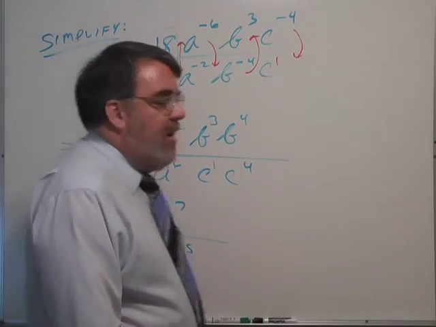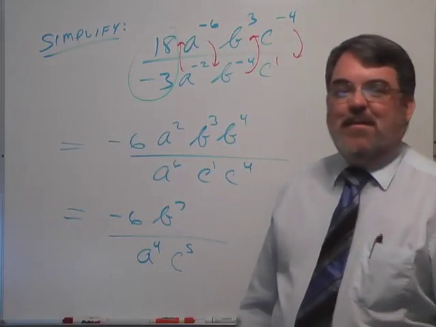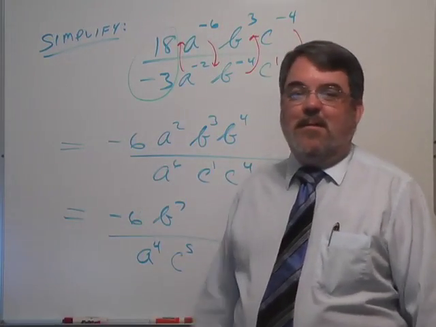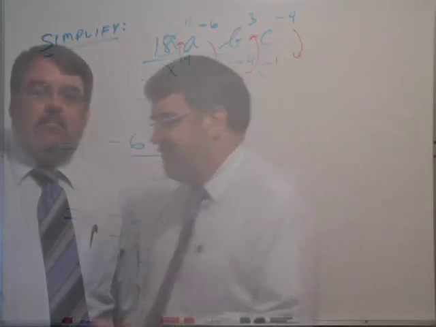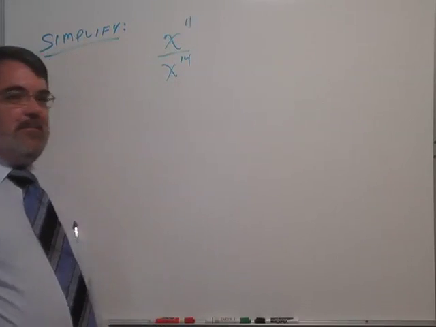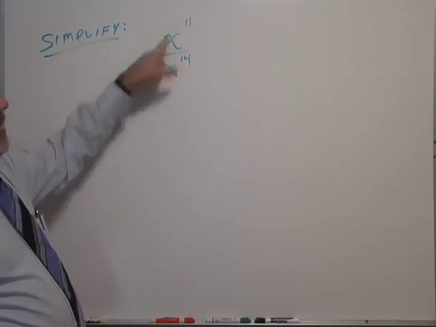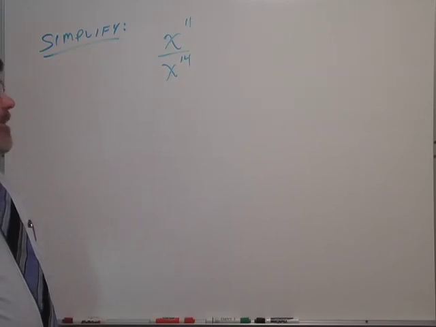All right, I have a few other little notes to give you here. So let me erase the board and I'll do that. Well, here's my first note. If you had x to the 11th over x to the 14th, what should that be?